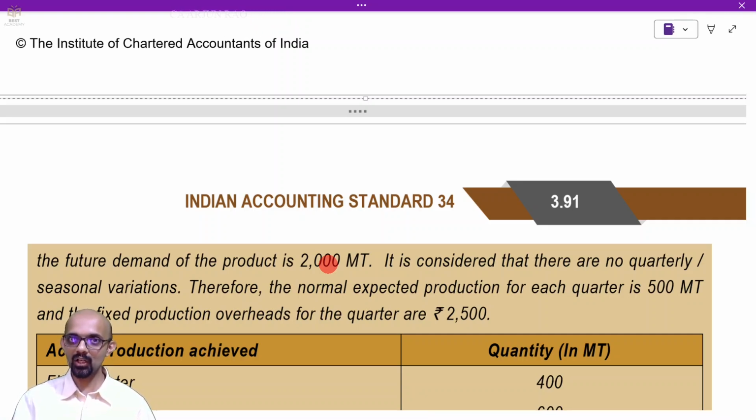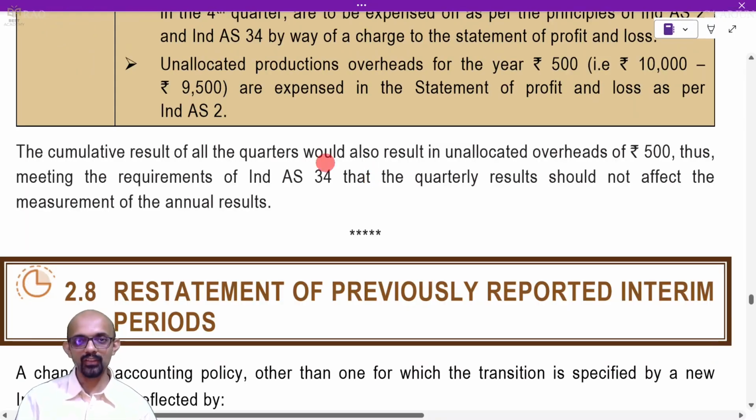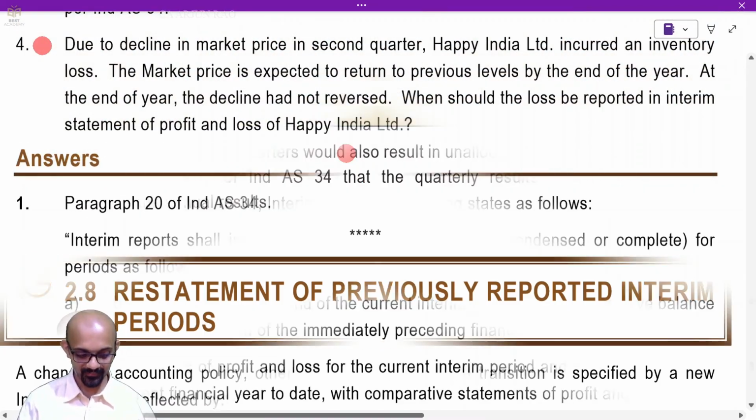So for the year also, we would have absorbed 1900 into 5 only. For the interim period also, that is what we have done. So it will not affect. Okay. So will the quarterly results affect the annual results? No, it is going to be the same. So that is what is given in the answer, right?